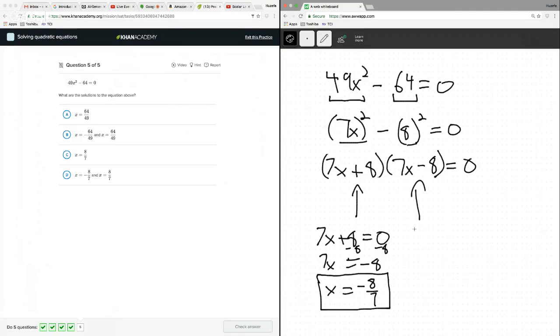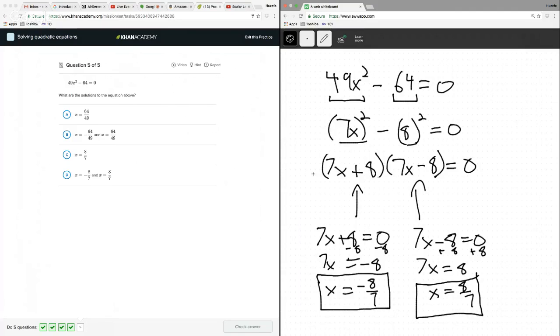All right, let's do this one now. 7x minus 8 equals 0. 7x, let me add 8. Add 8. 7x equals 8. X equals positive 8/7.